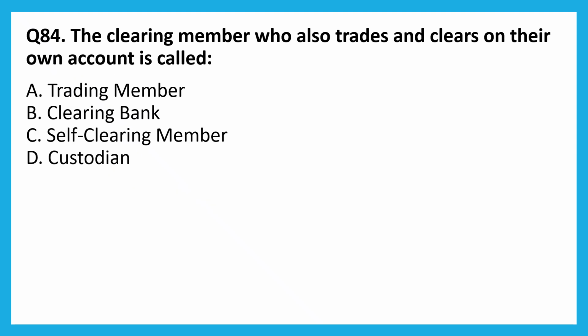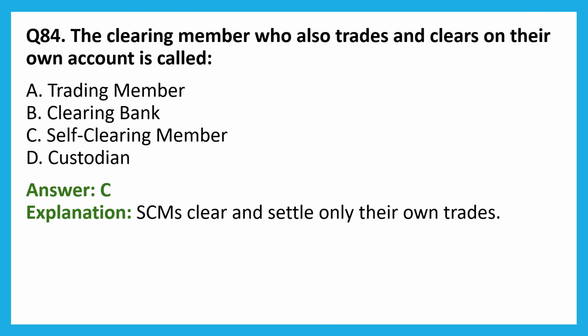Next question. The clearing member who also trades and clears on their own account is called option A trading member, option B clearing bank, option C self clearing member and option D custodian. Correct answer is option C self clearing member.